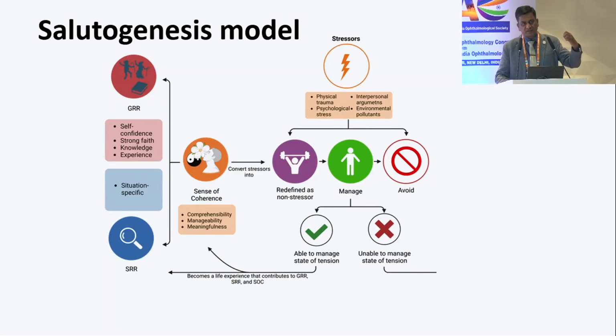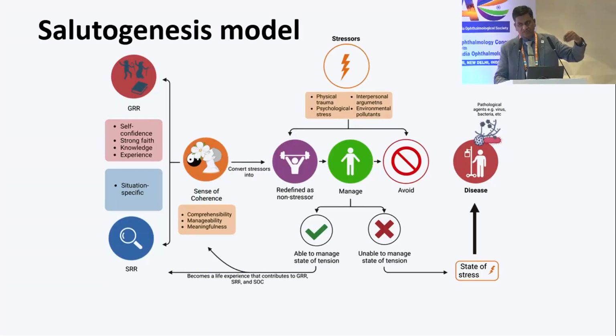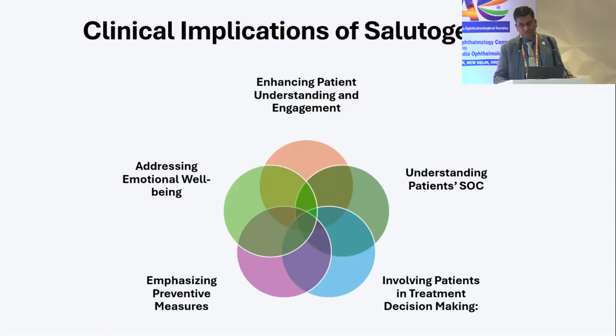So again, there can be n number of stress which can be affecting you: psychological stress, professional stress, physical trauma, interpersonal argument, environmental, multiple things. But it's all about your body, how it is able to cope up with some of those things, and which is going to convert your state of stress and how you manage either into the state of disease or into the state of health.